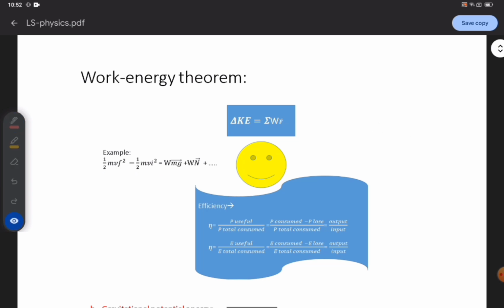Efficiency equals P useful over P total consumed, output over input, in energy cases or in power cases.